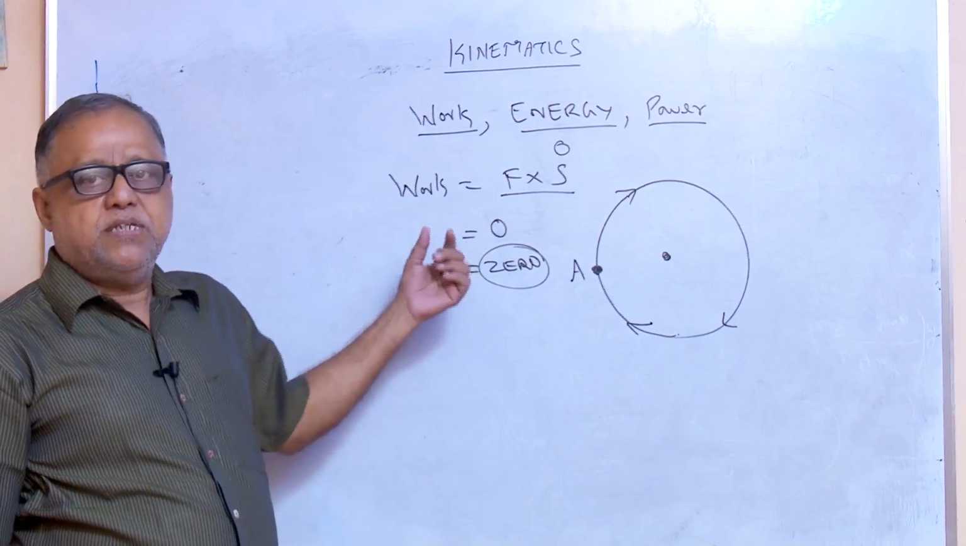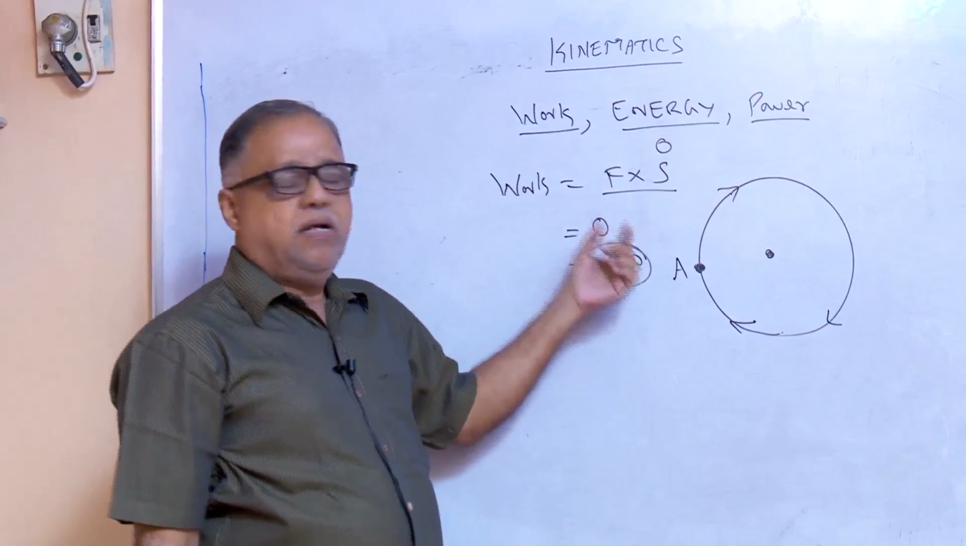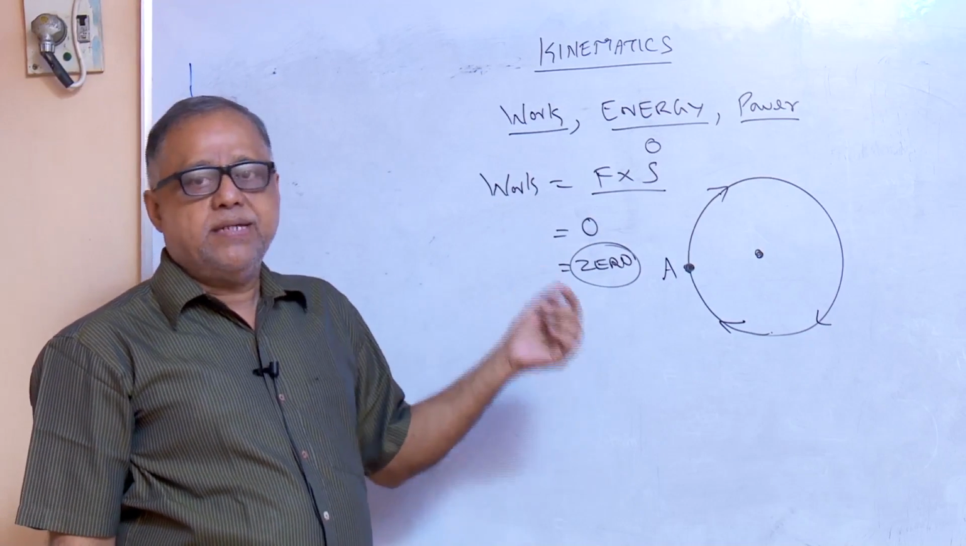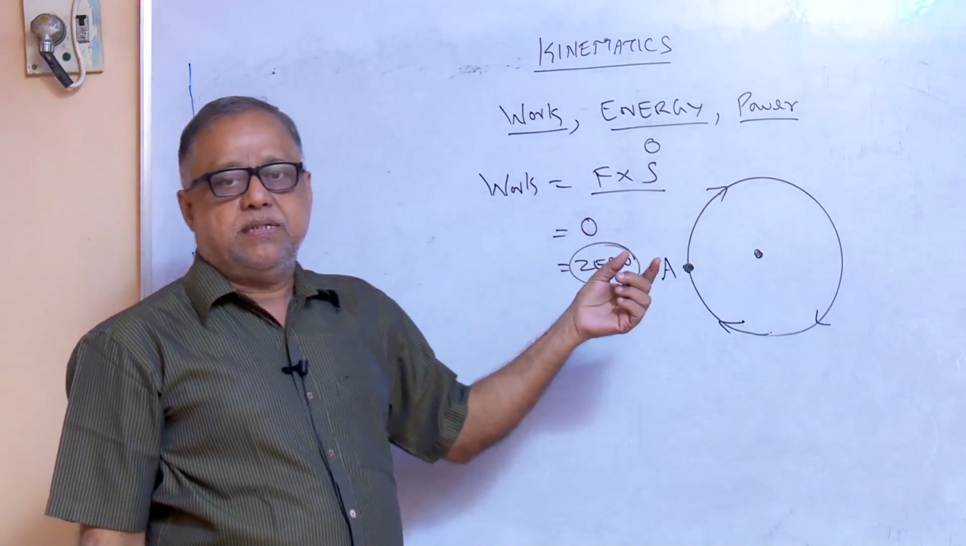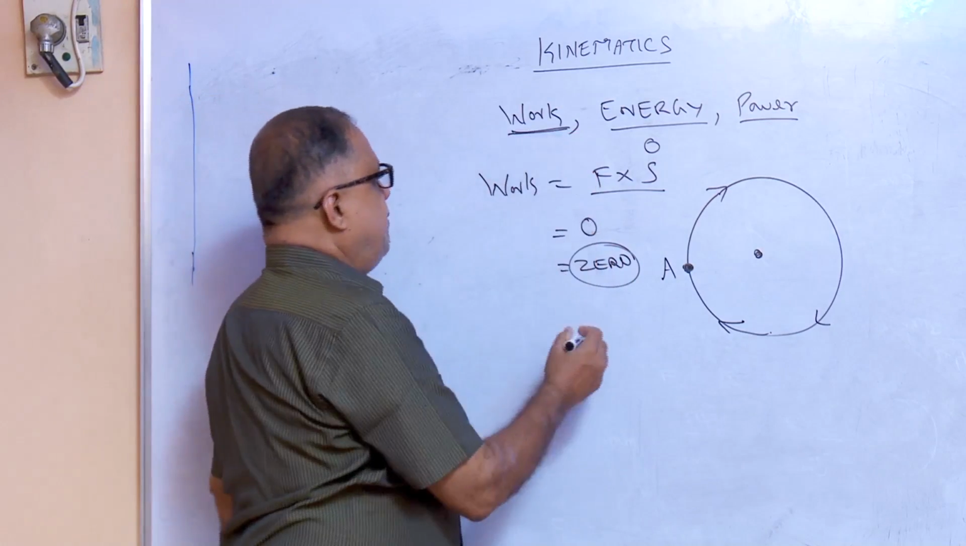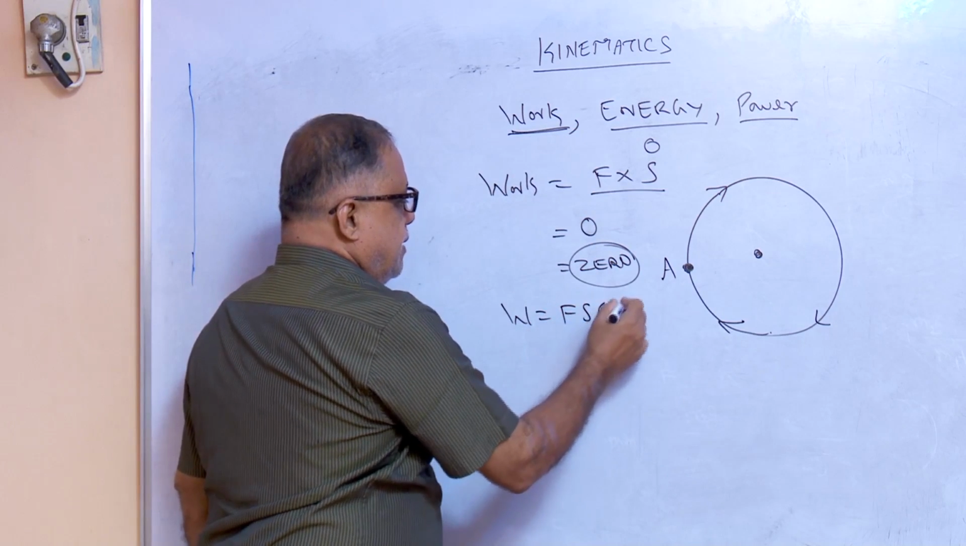So what is the meaning for this one? So we want to do some displacement. That is very important for any work is done. Then only we can accept some work is done when there is a displacement. This is the first fundamental for understanding the work. But we can write work done is equal to F cos theta.